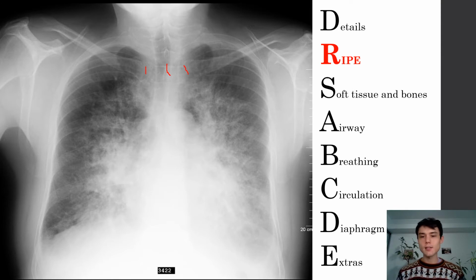And E stands for exposure, and we can't quite see the vertebral bodies through the heart here, but that could partly be because of the opacification across the lungs.